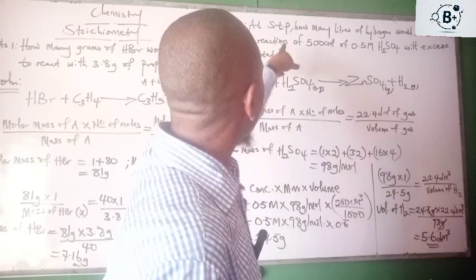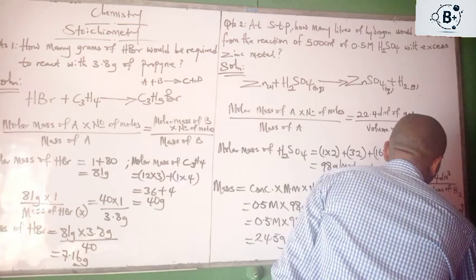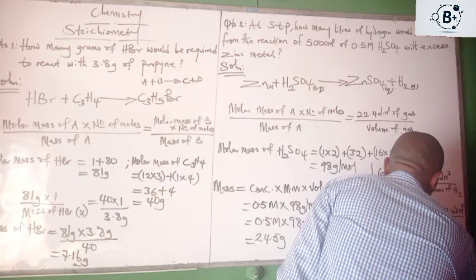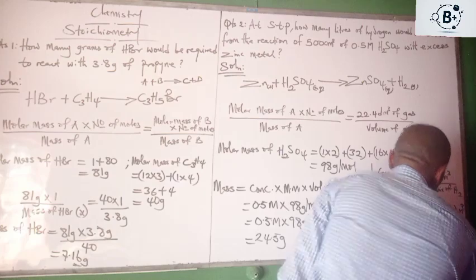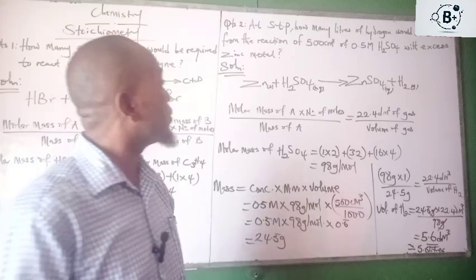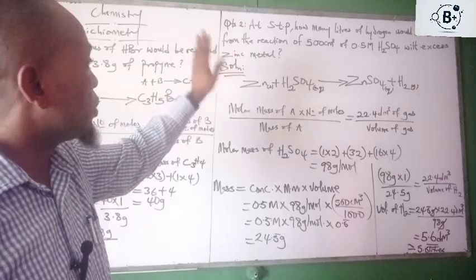We can provide it in liters because the question asks how many liters of hydrogen. So dm cube and liter are the same thing. So we can now change it. We can now say this is equivalent to 5.6 liters because they told us to give it in liters. So we convert it to 5.6 liters. So this is how we solve this.